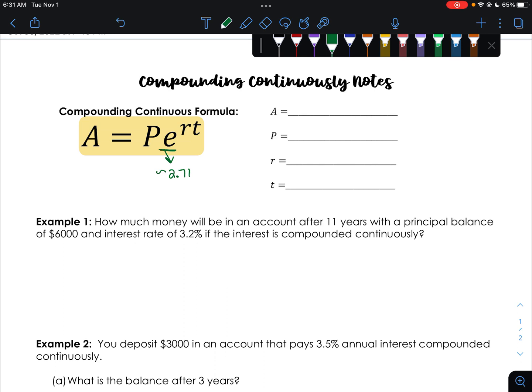A is going to represent our ending balance. P is going to represent our principal balance, or our starting balance, or our initial amount. r represents our rate as a decimal. And t is going to represent our time, and we're going to make sure that it's in years.